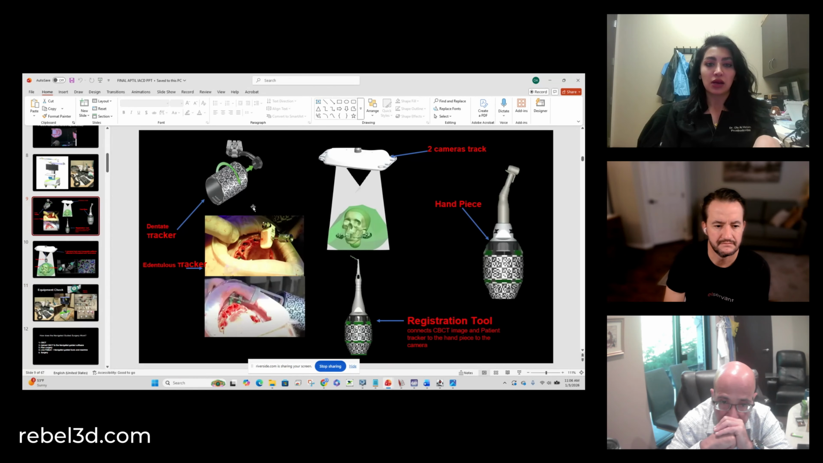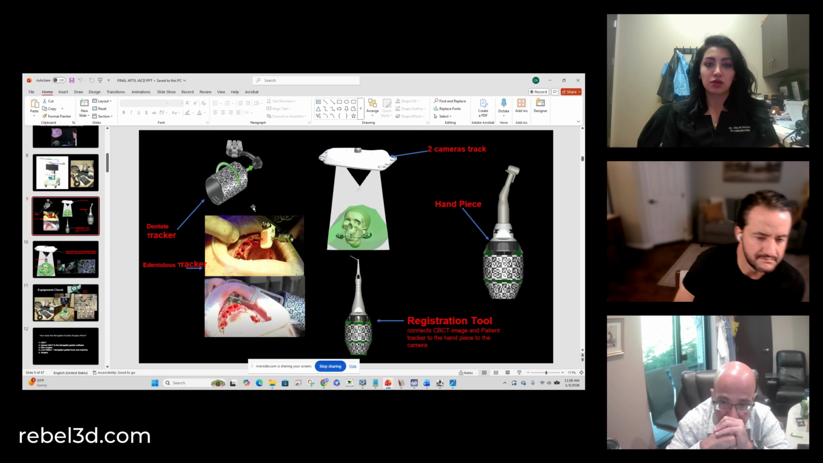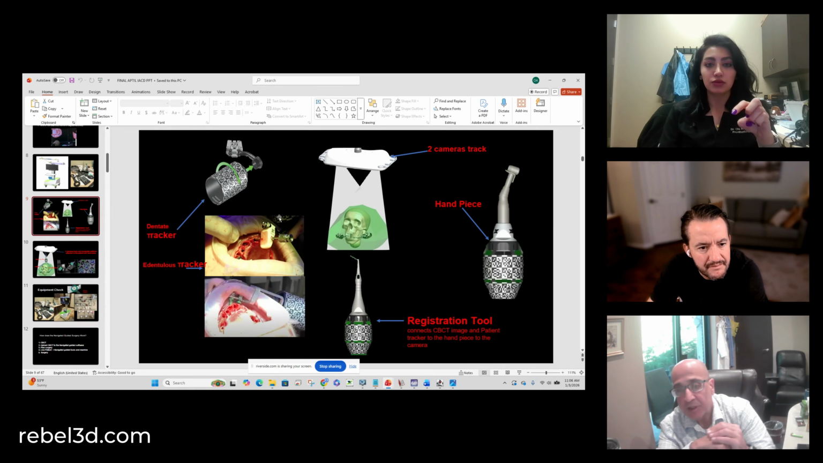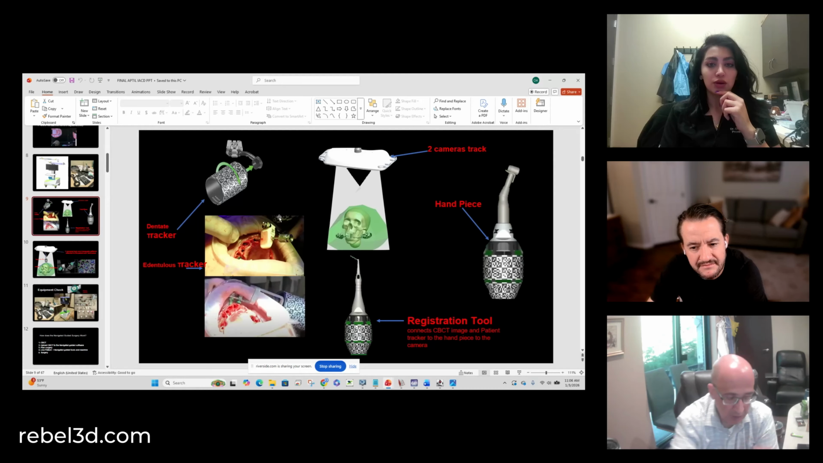Now, getting to this slide, I know Dr. Iskandar explains this beautifully. So, Dr. Iskandar, if you want to chime in and kind of explain about how you came about inventing this kind of tracker. I'll start first by explaining this picture a little bit.